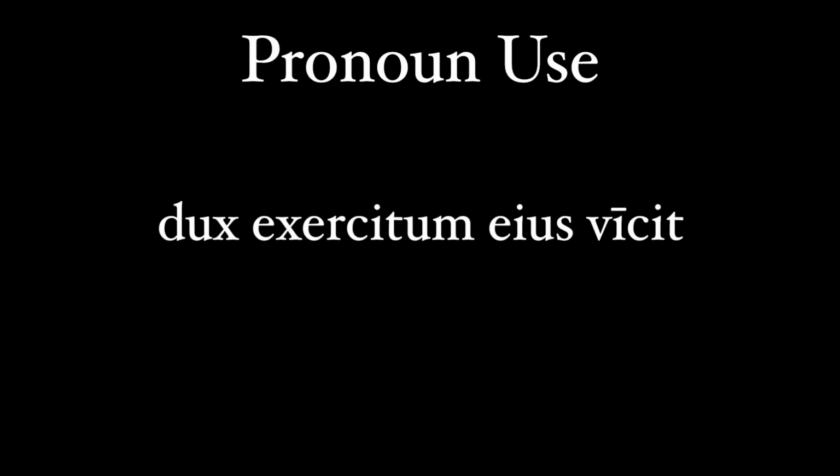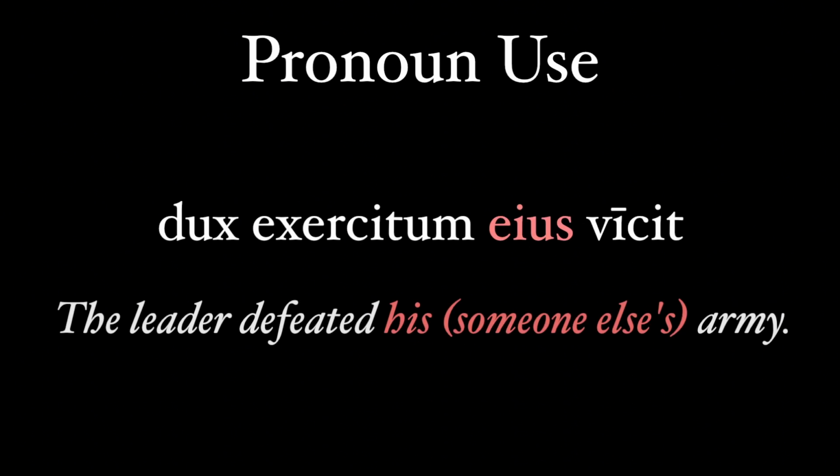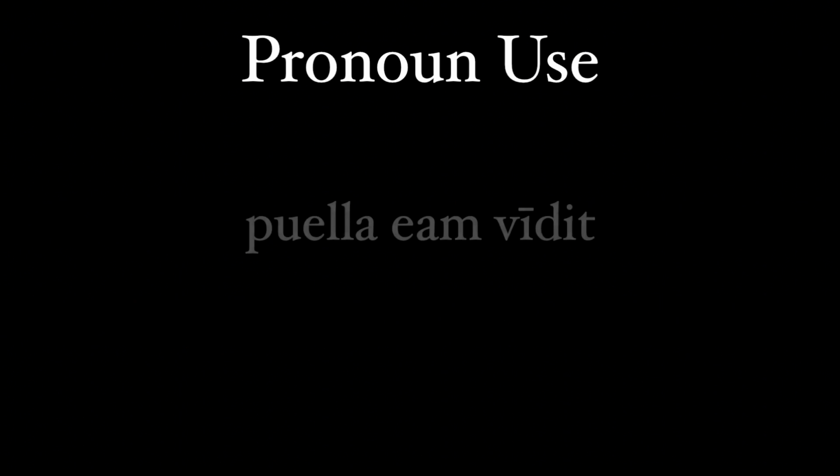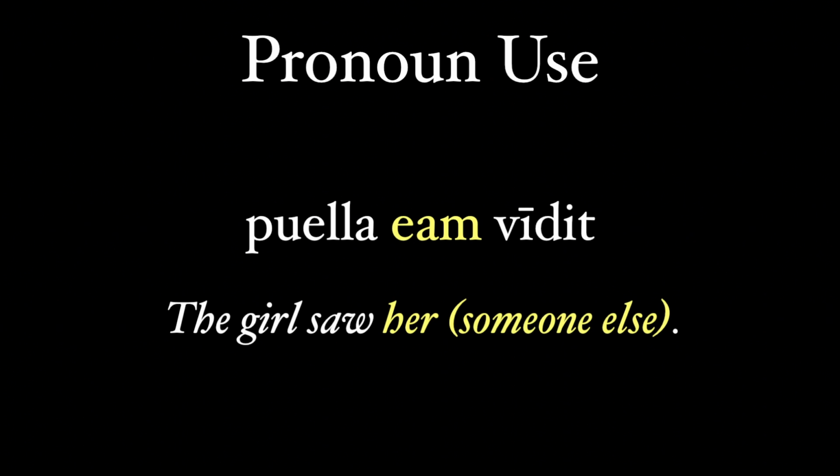One more note on is, ea, id as a pronoun. When you mean someone other than the subject, you use is, ea, id. So, dux exercitum eius vicit. The leader defeated his, referring to someone other than the leader, army. Puella eam vidit. The girl saw her, someone other than the girl.